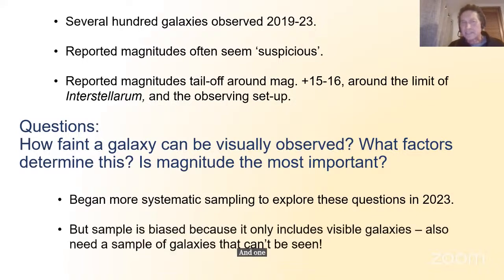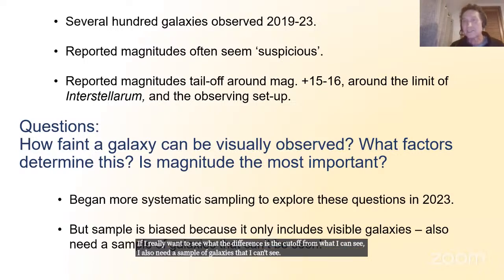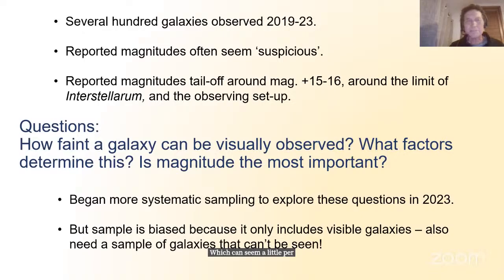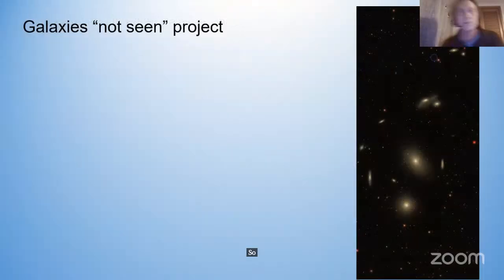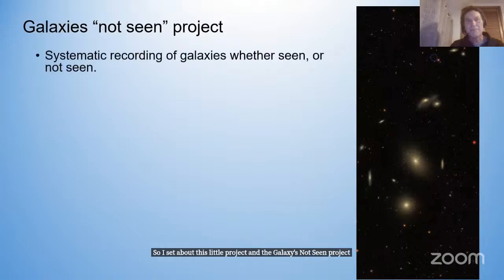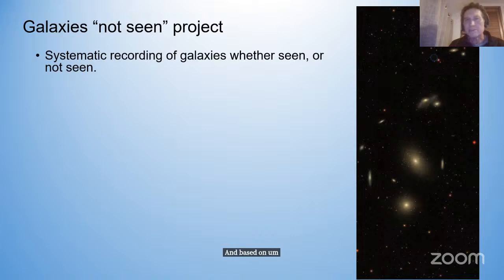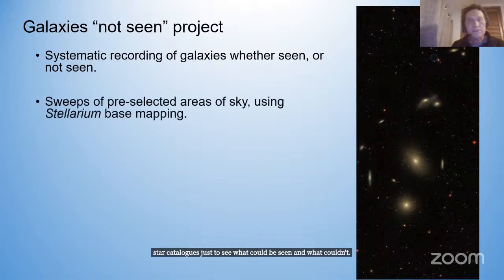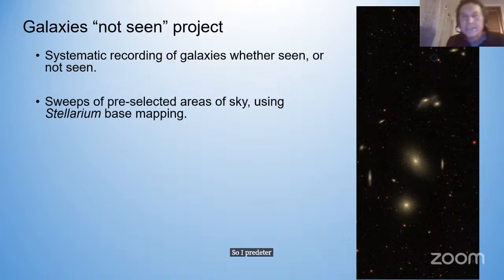One thing that immediately struck me is that the sample is biased, because essentially I've just got galaxies I can see. If I really want to see what the difference is at the cutoff of what I can see, I also need a sample of galaxies that I can't see, which can seem a little perverse, but that was the question in my mind. So I set about this little project, the Galaxies Not Seen project, which is basically a systematic recording of galaxies across an area of sky, based on star catalogues, just to see what could be seen and what couldn't. I predetermined areas of sky using Stellarium base mapping and worked through them to identify which galaxies I could see and which I couldn't.